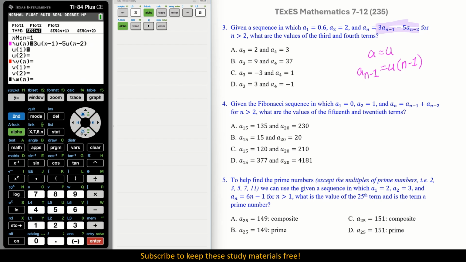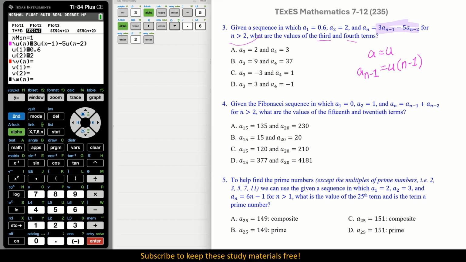Now we need to put in our U sub 1, which is our A sub 1, 0.6, enter. Notice how that 0 populates automatically. And now for the U sub 2, we need a 2, and push enter. Okay, we're looking at the third and fourth terms.